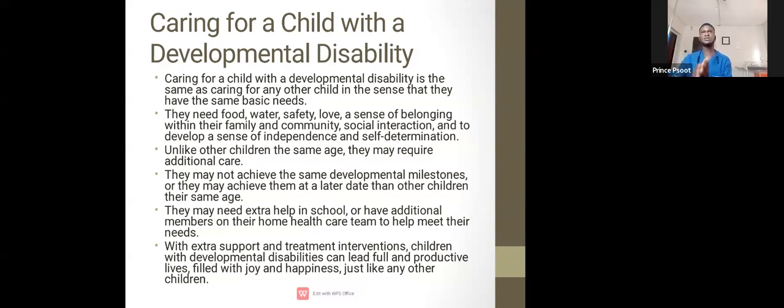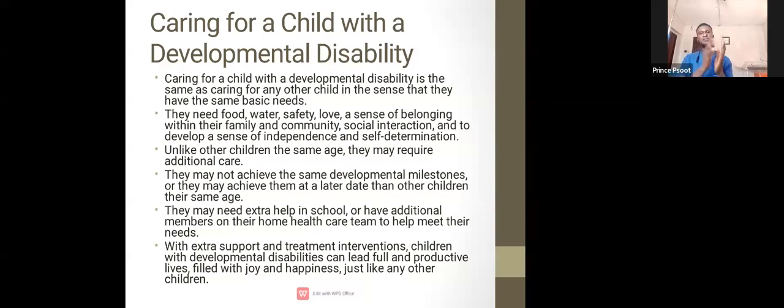In this model, we're talking about the hierarchy, like Maslow's hierarchy of needs. Everyone needs food, everyone needs water, everyone needs safety, everyone needs love, everyone needs a sense of belonging within their family and community. Everyone needs social interaction and to develop a sense of independence and self-determination.